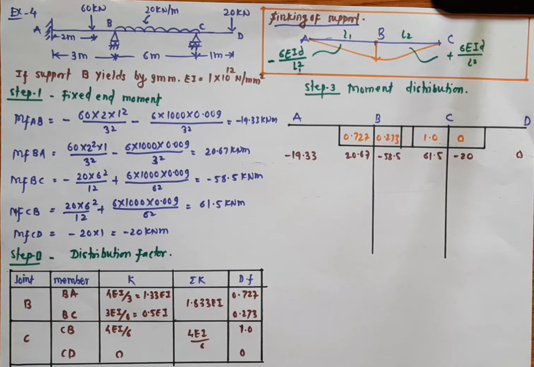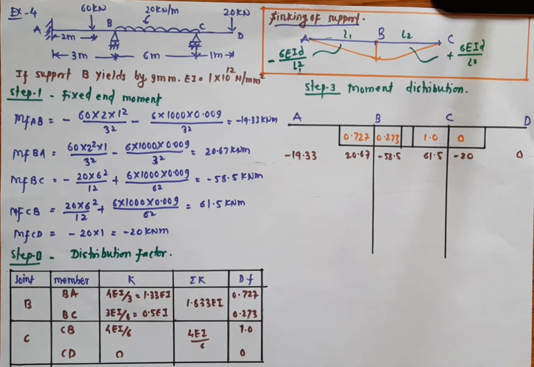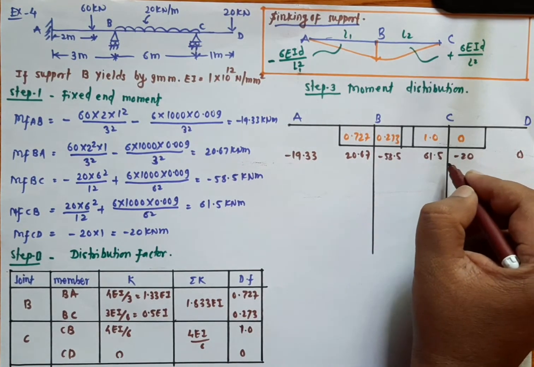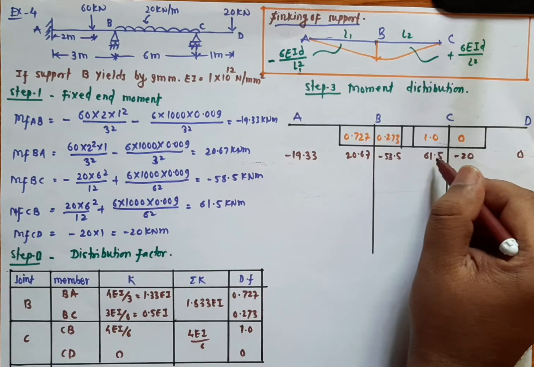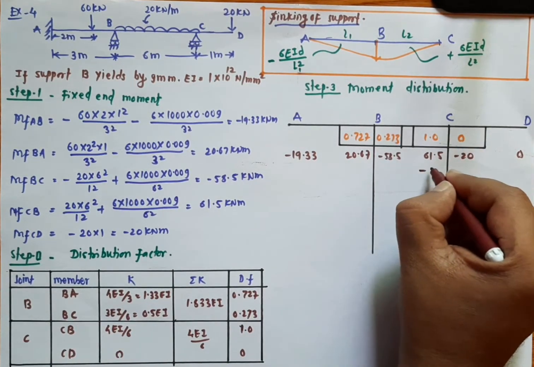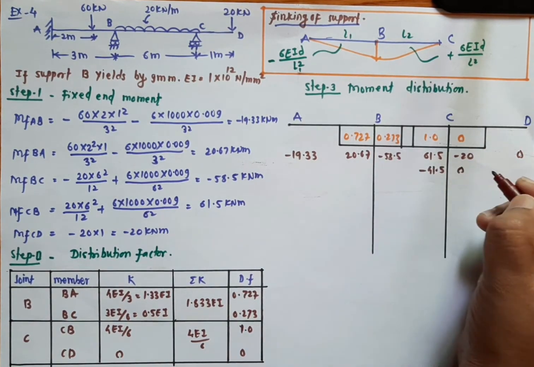But our C point is nothing but simply supported. That's why we have to balance something. How can we balance? Just first balance that part and then we can continue. Balance is what? 61.5 minus 20, it is nothing but 41.5. If you multiply with 1, it will be minus 41.5, but here it is 0 itself, it will be 0.